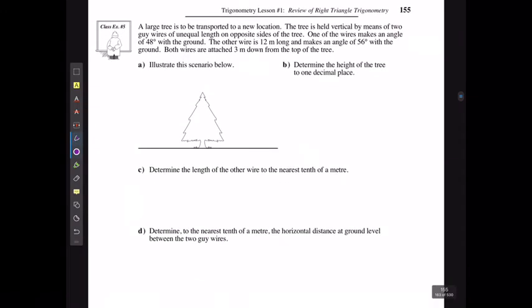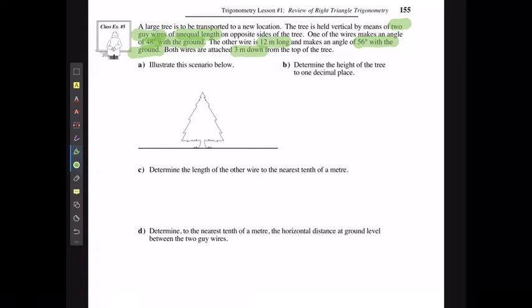For example 5, we're going to put in a little bit more problem solving. A large tree is to be transported to a new location. The tree is held vertical by means of two guy wires of unequal lengths on opposite sides of the tree. One wire makes a 48-degree angle with the ground. The other one is 12 meters long and makes a 56-degree angle with the ground. Both of them are attached 3 meters down from the top of the tree.